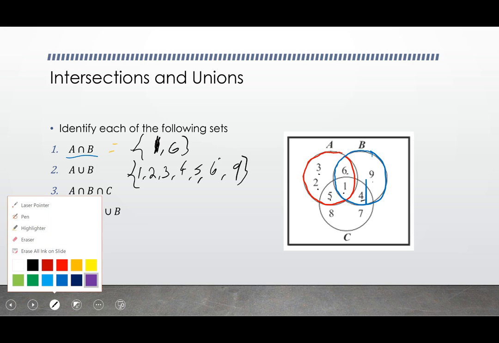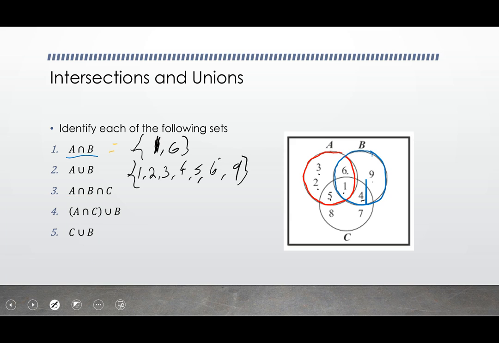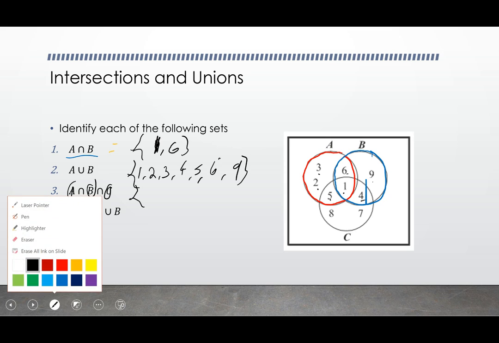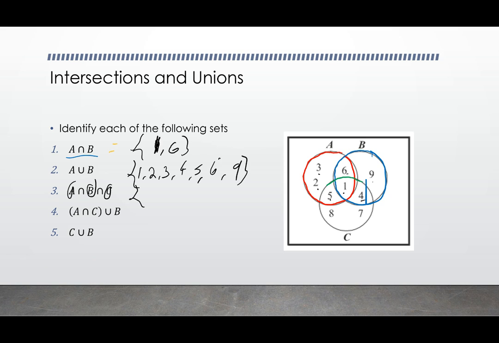Now, 3, A intersect B intersect C. So that's saying it has to be in A, and it has to be in B, and it has to be in C. So let me go ahead and shade C in with this green. So we're looking for the intersection of A, B, and C. So the overlapped region for all three circles. The only place where all three circles overlap is right there in the middle where that 1 is. So A intersect B intersect C is just 1. Just that number 1, since 1 is that number right in the center.